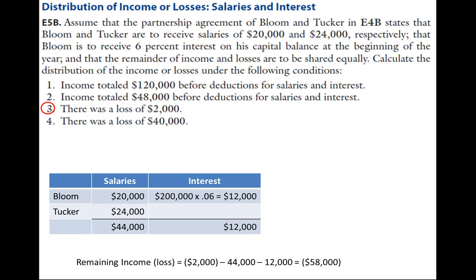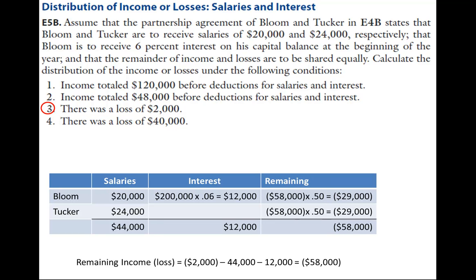So the remaining income or loss is shared equally. So the $58,000 loss will be split among the two partners. So that will be a loss of $29,000 to each of them. So then when we calculate their totals, Bloom will have $20,000 plus $12,000 minus $29,000. So he still will receive an income of $3,000, whereas Tucker will actually have a loss of $5,000 based on the salary and then him not receiving interest.